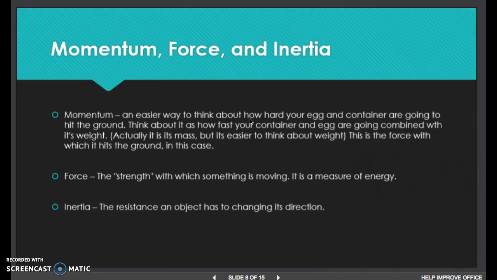Think about it in this way. The egg, as it's falling, is gaining momentum. How hard the container and the egg are going to hit the ground, that can't be helped. It's a force, the strength with which it's moving, how hard it's going to hit the ground. The object has a certain inertia as it's coming down. It doesn't want to turn around and go the other way, so that force is going to be disruptive as it goes back through your container.